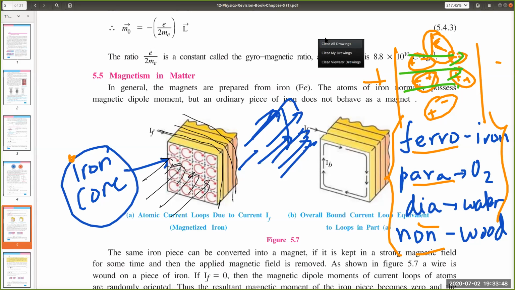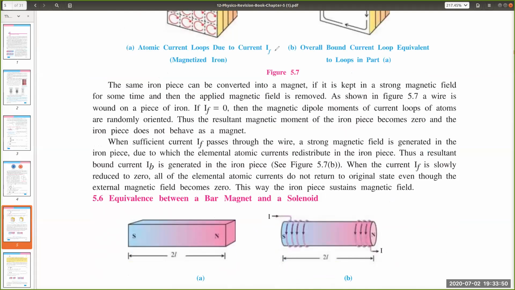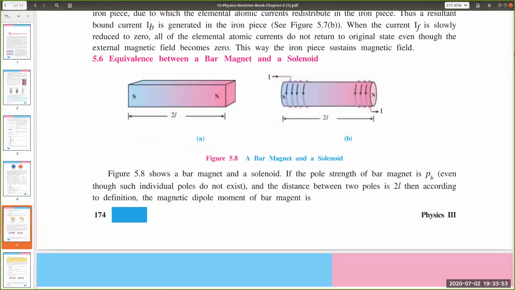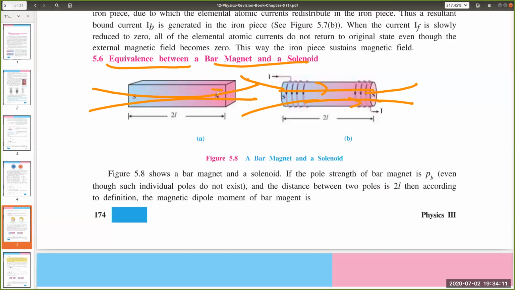Now we'll see the equivalence between a bar magnet and a solenoid. You have known from class 10th also that for both of these, the magnetic field lines are like this. It is the same here, right? So we are trying to mathematically relate them both.